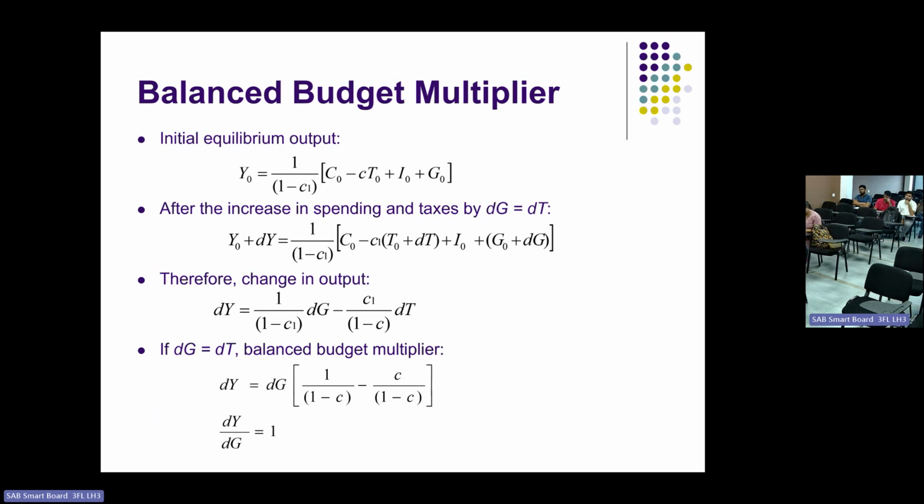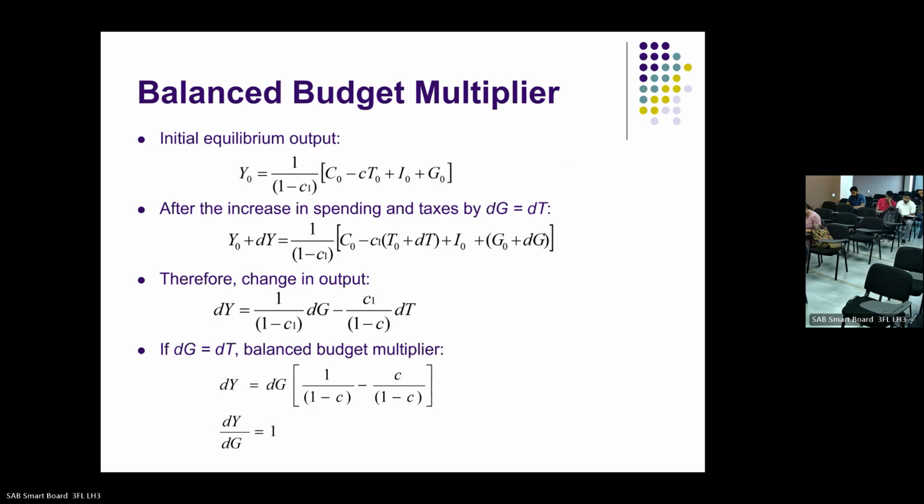You can take the change in government expenditure only. Delta Y over delta G equals finally this equation, which will equal 1. Let's simplify: 1 minus C1 over 1 minus C1 gets 1. That is the balanced budget multiplier.